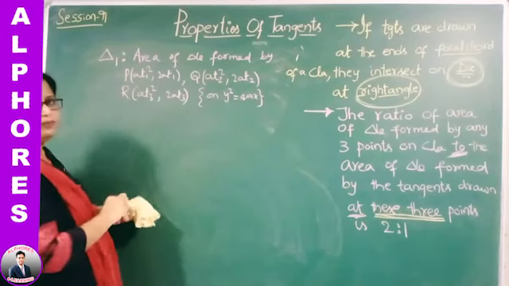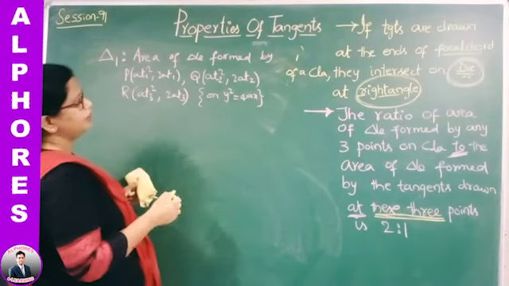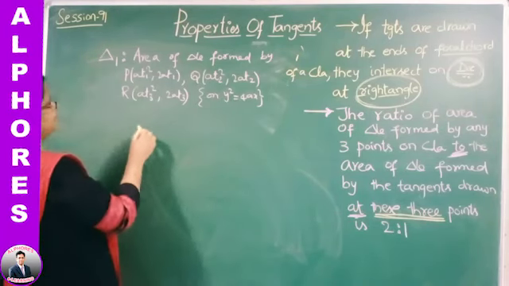Now what is our formula when 3 points are given? There are many concepts for the standard form of area. Now I am using this one.